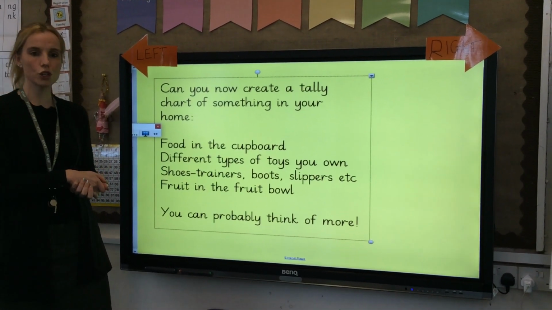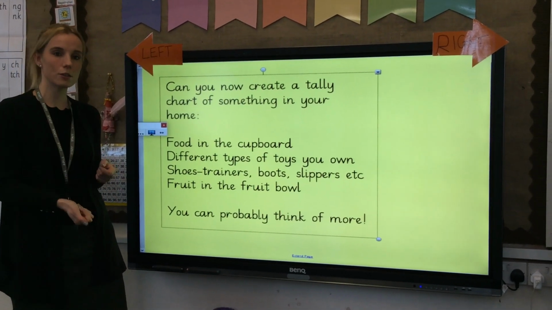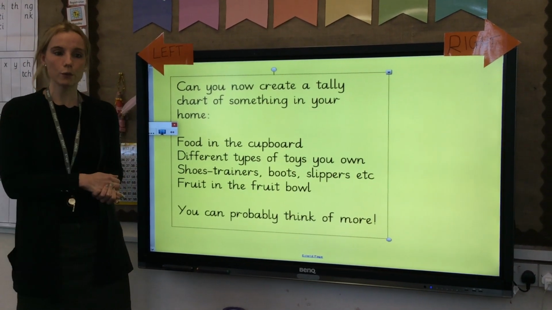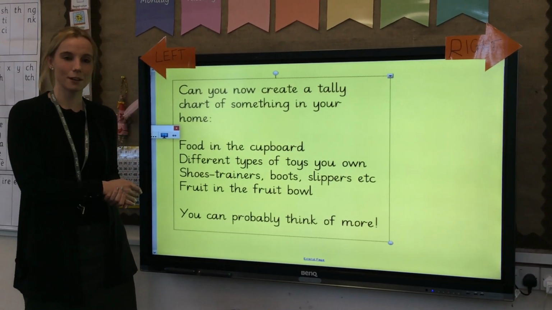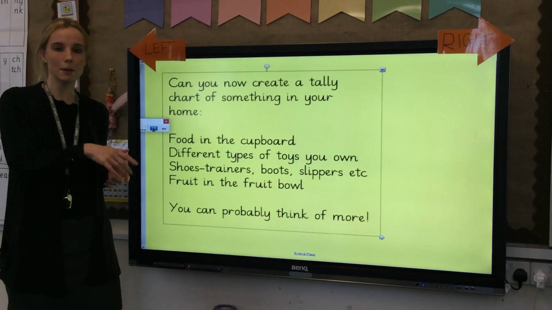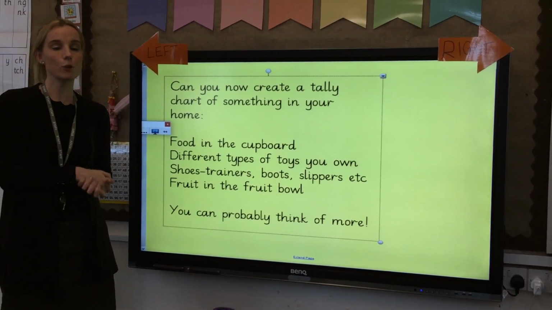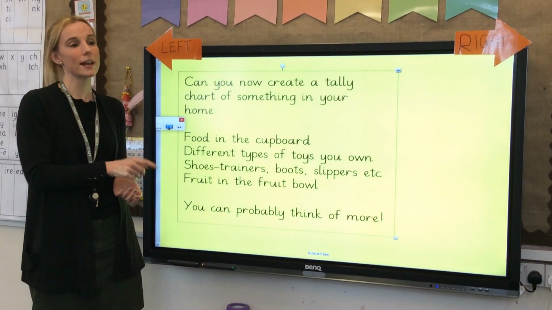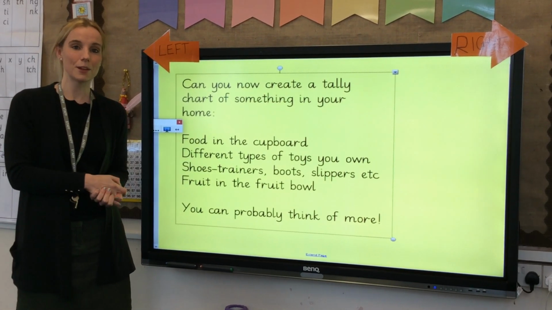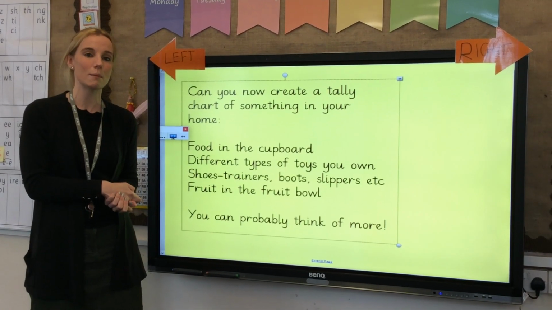You could look at shoes, maybe in your shoe rack or wherever you keep your shoes. How many trainers can you see? How many boots? How many slippers, etc. If you've got lots of fruit in your fruit bowl, never at my house, you could then get the fruit out and go, oh, how many apples have I got? How many bananas? How many plums? Whatever you have in your fruit bowl. You might have a different idea. But your challenge before lunch then is to create a tally chart of anything that you want to at home. Okay, so hopefully we will have some emailed in, or we'll look forward to seeing them when you come back to school.